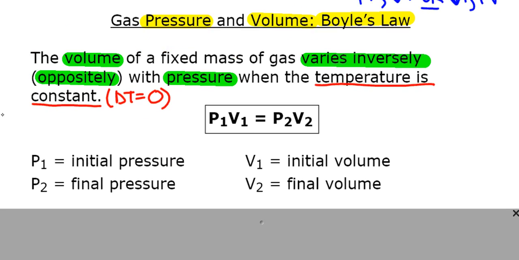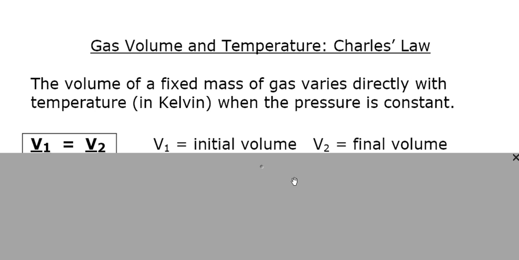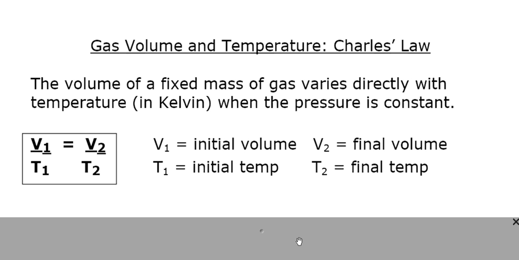Let's take a look at another law. Next law is called Charles' law. Charles' law deals with two different variables: volume and temperature. This law says the volume of a fixed mass of gas varies directly with temperature when the pressure is constant. So volume is going to vary directly with temperature.